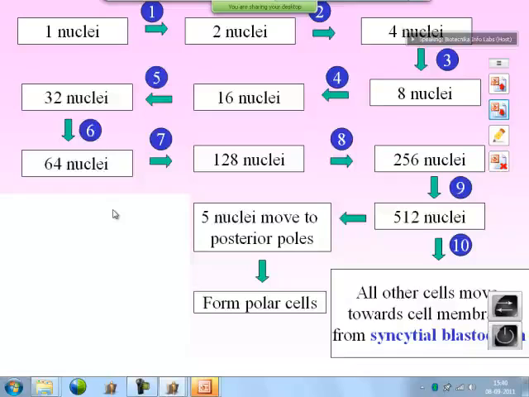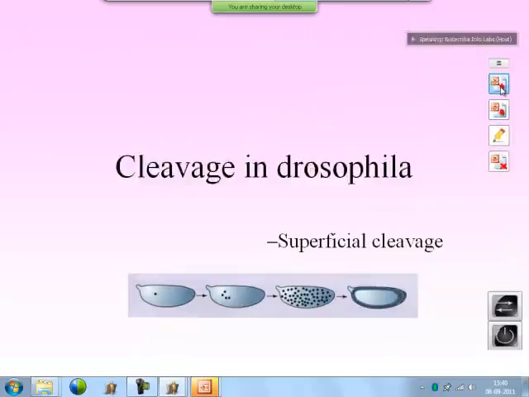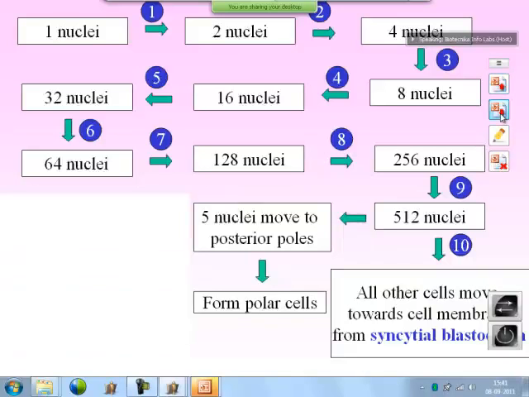Till now these nuclei are dividing in the cytoplasm. They are present in the cytoplasm. We have already seen this in the earlier picture. So the nuclei keep on dividing in the cytoplasm, right? Once the total number of nuclei is 512, then 5 nuclei out of 512 will start migrating, and they will migrate to an area, and that area will form the posterior pole. Are you able to understand this?